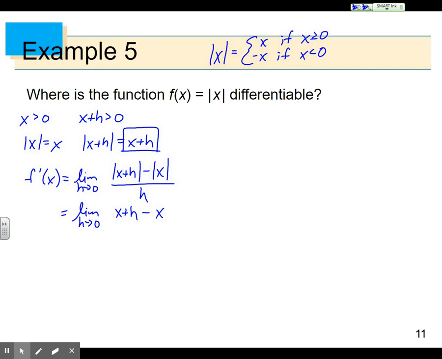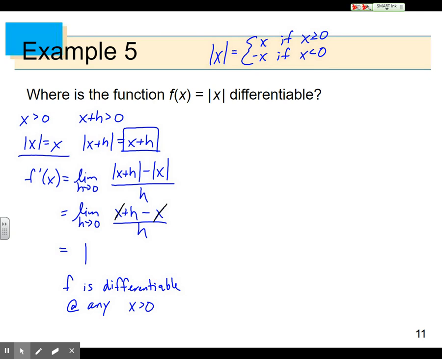Same thing with the absolute value of x. It's just going to take on x, since x is positive, all over h. My x's cancel. It leaves me with a positive h over a positive h, which would just be 1. So what we can conclude is f is going to be differentiable at any x greater than 0, is what I've shown.